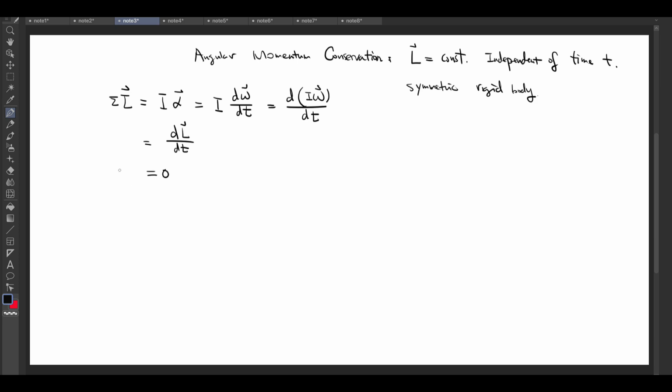Now in order for that to happen, we need to have this condition. Let me write down the left side: sigma tau equals 0. So sigma tau equals 0 is the condition for L equals a constant, for angular momentum conservation. So that means that we need to find the net torque equals 0 system. If we can prove that, then the system's angular momentum is conserved. Now I'm going to give you one example, where we can prove that the net torque acting on the system is 0, and then the total angular momentum is conserved.